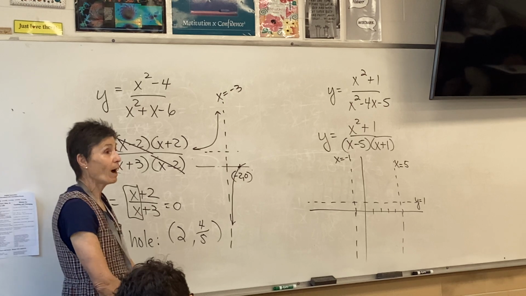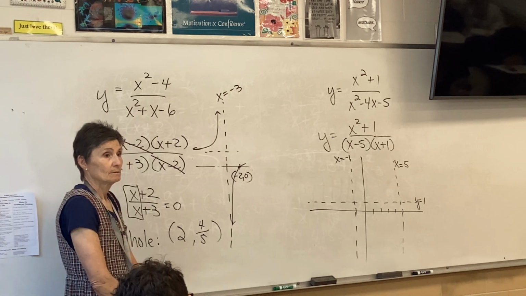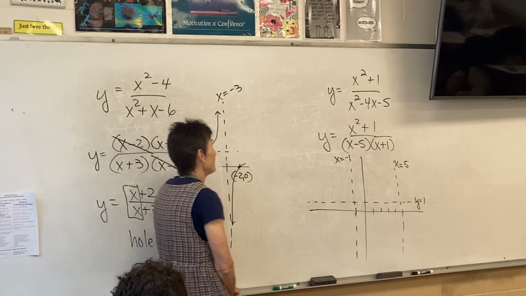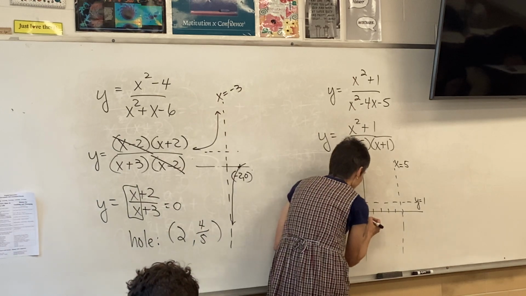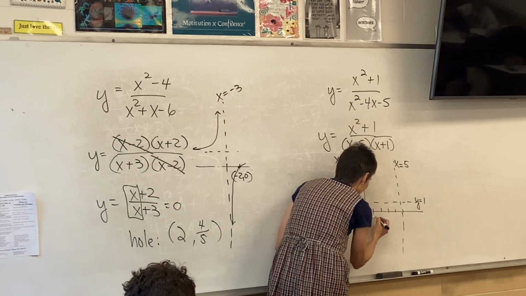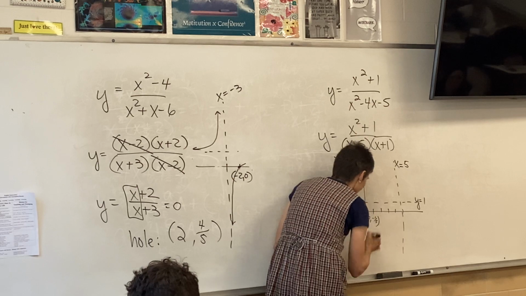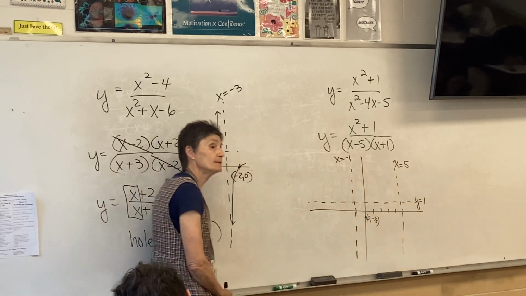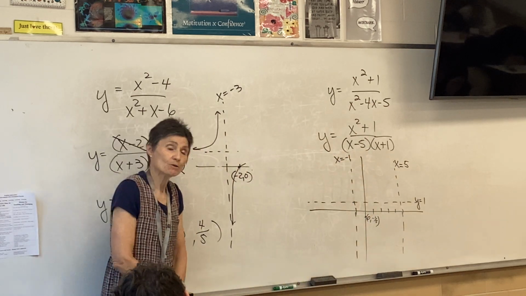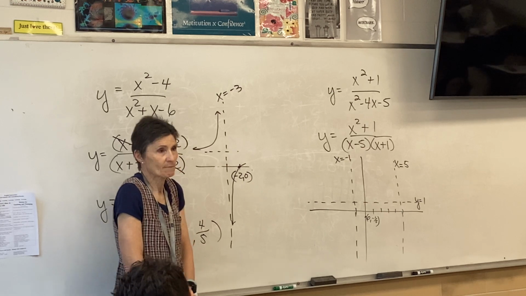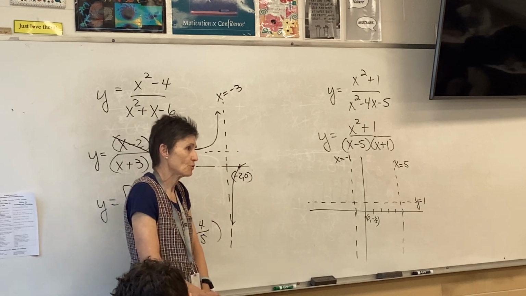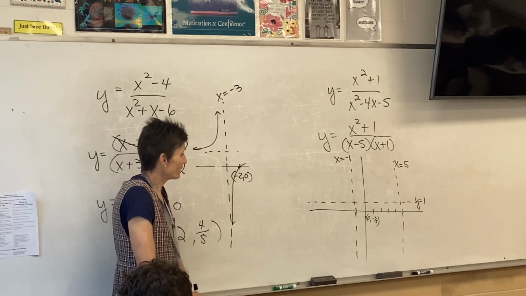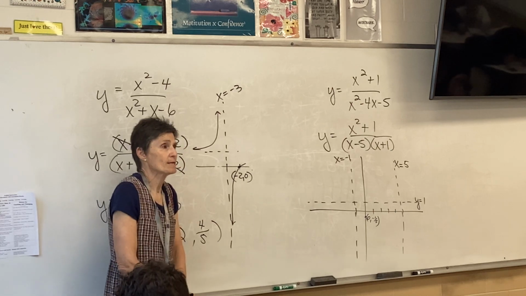Do I have a y-intercept? -1/5. How did she get -1/5 for the y-intercept? She plugged in 0, which is how you find y-intercepts for everything. Doesn't matter what it is. Any equation, you're gonna plug in 0, and that's how you find your y-intercept. How about x-intercepts?